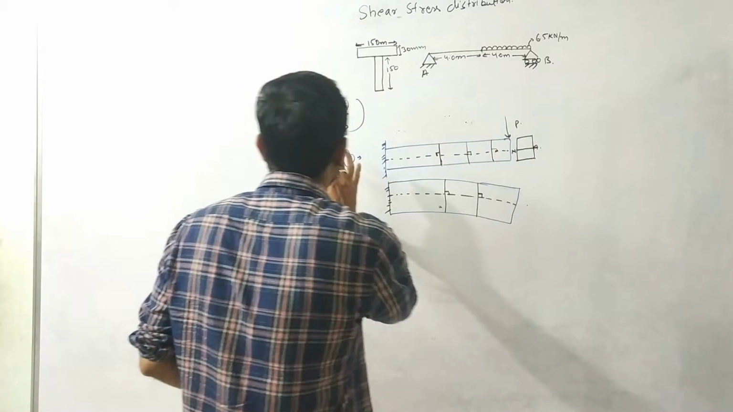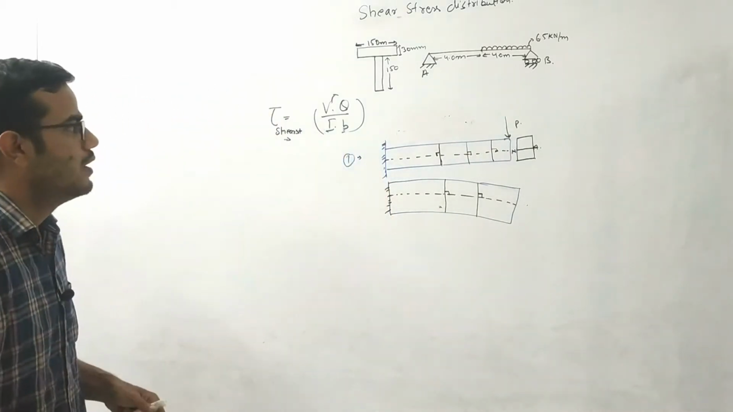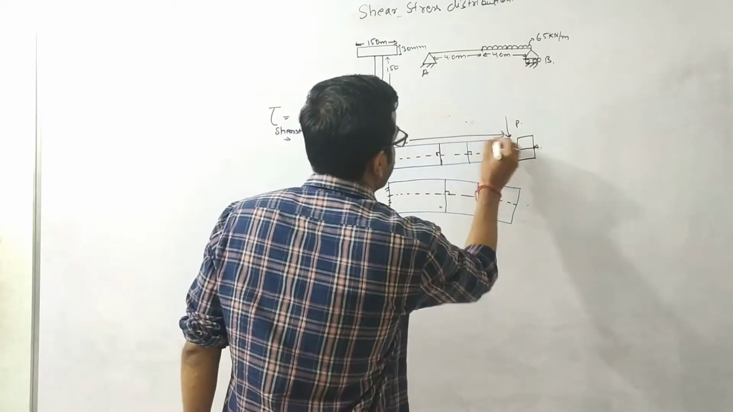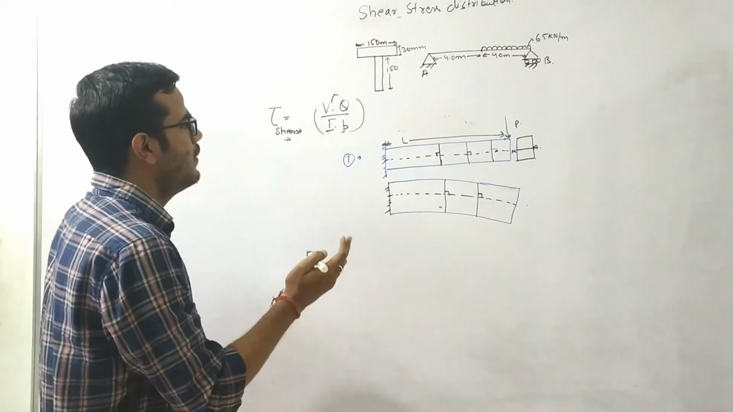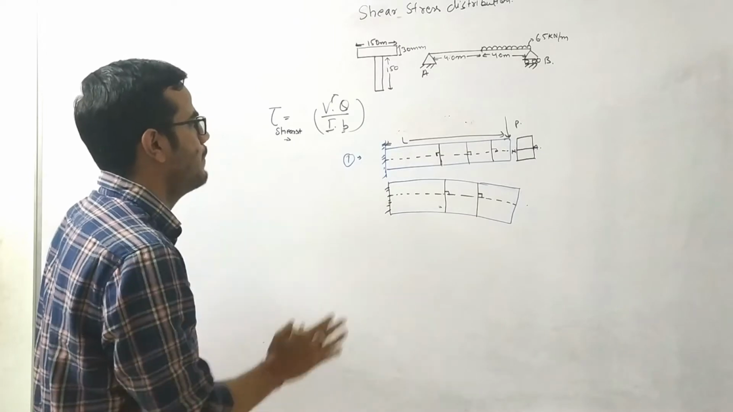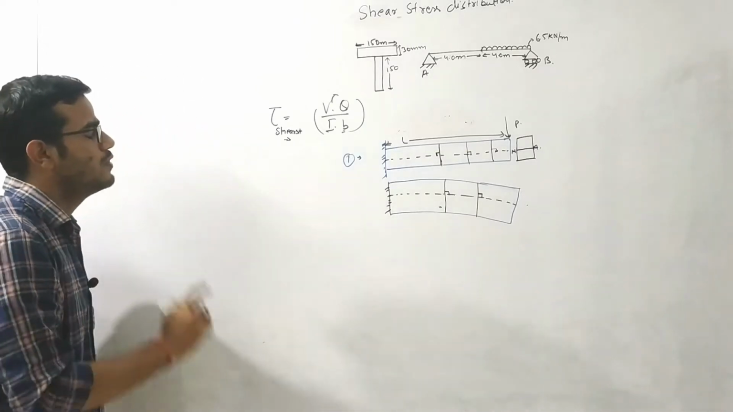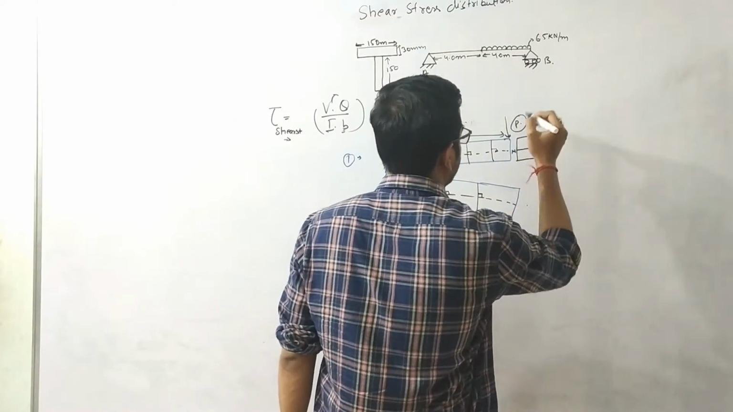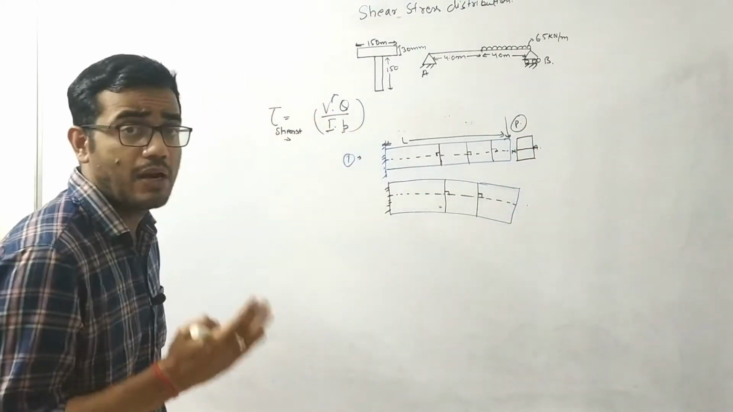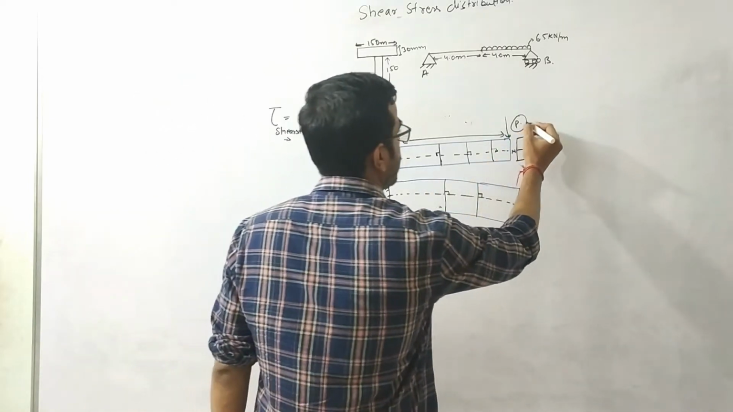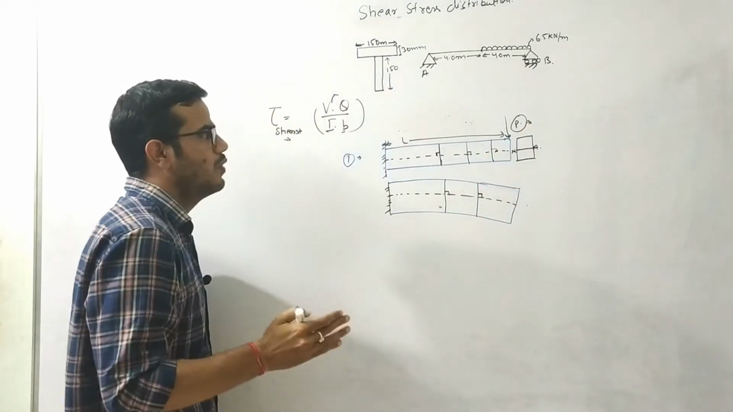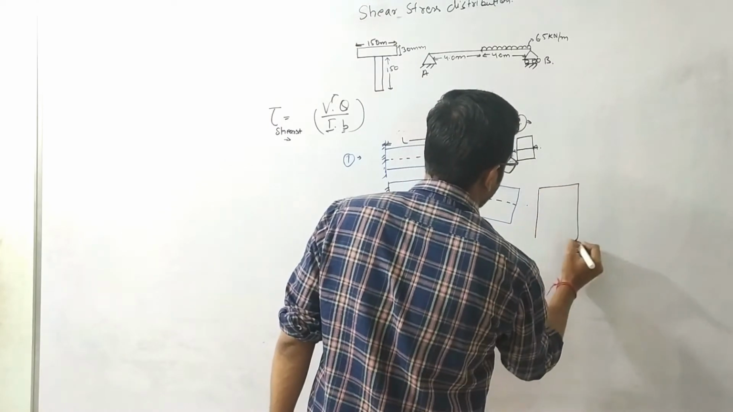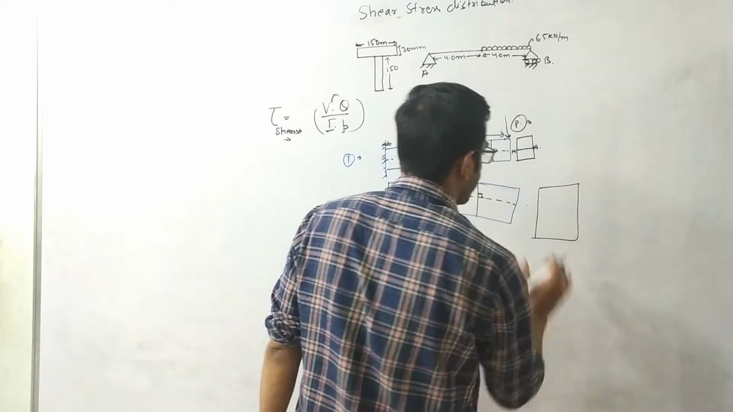Why I'm discussing this point is because if we reduce the span of this beam, and we increase the load to a larger amount, and we also increase the depth of this cross section, the depth of this cross section is also increased.